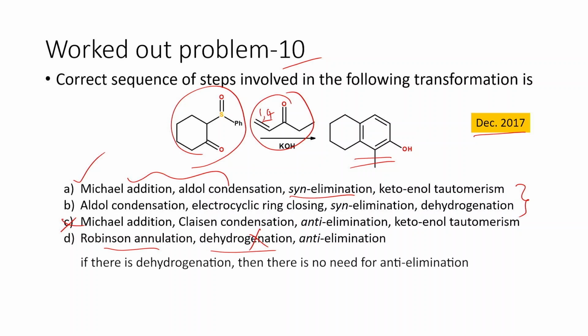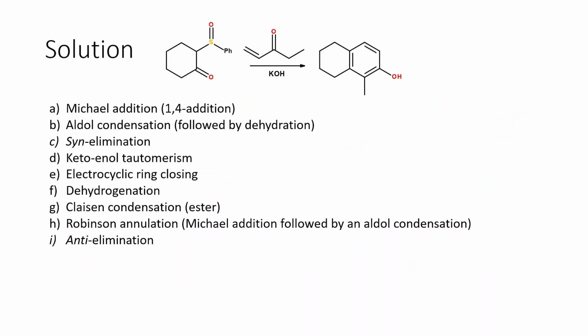How do we actually know that? Let us carry out the reactions as shown here, and then we will find out whether we end up with a phenolic derivative or not. Then we can exactly say, yes, that is the right option for this one. So here are all the various reactions that are possible. Michael addition is nothing but the 1,4 addition reaction.